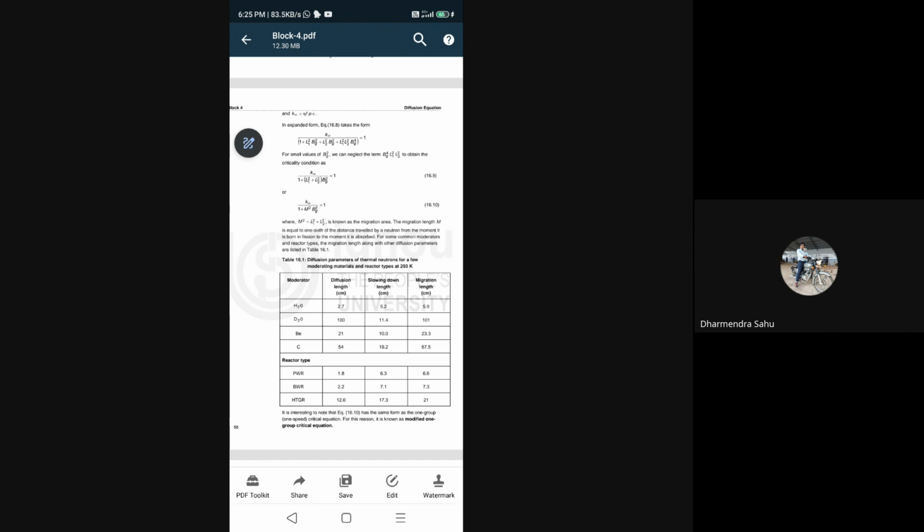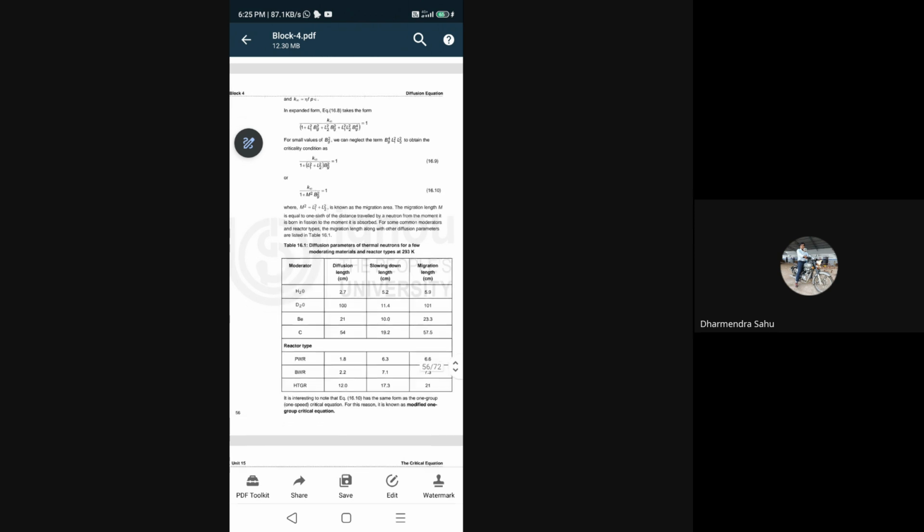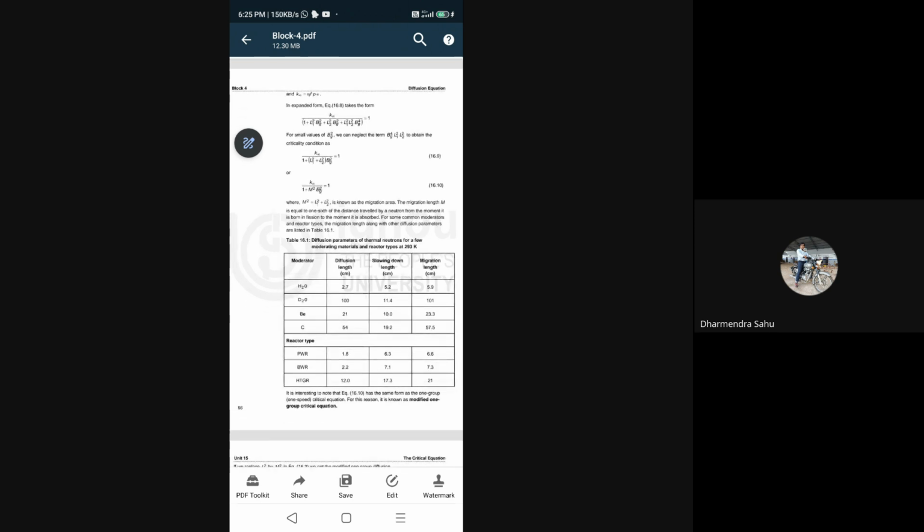For a PWR type reactor, your diffusion length is 1.8, slowing down length is 6.3, and migration length is 6.6. For a BWR type reactor, your diffusion length is 2.2, slowing down length is 7.1, and migration length is 7.3. For an HTGR type of reactor, diffusion length is 12, slowing down length is 17.3, and your migration length is 21 centimeter.